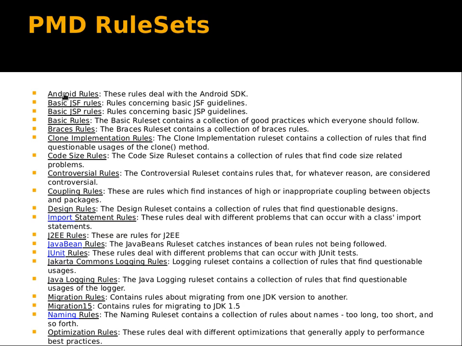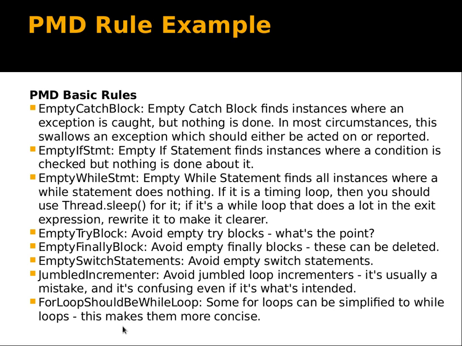And then of course it comes with a bunch of rule sets, for Android all the way through different J2EE rules, JUnit, and optimization rules as well. PMD actually has a lot of tools built into it, so there's a ton of different ones. Common ones: empty catch block. You have a catch block, but you don't have anything in it. You probably should check for something in there. For loops should be while: some loops can be simplified to while loops, which makes them more concise. This is really more programming practice and making the code easier to read.